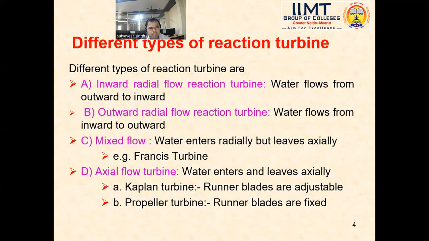If we talk about the axial flow turbine, then water enters and leaves axially. Examples are Kaplan turbines and propeller turbines. These are two axial flow turbines. In case of the Kaplan turbine, the runner blades are adjustable, but in case of the propeller turbine, the runner blades are fixed.